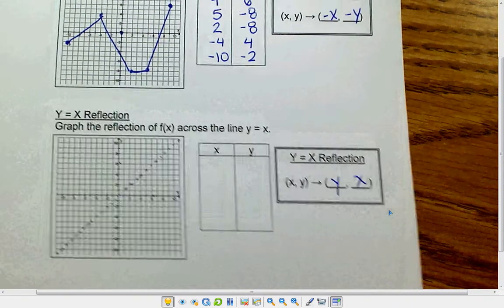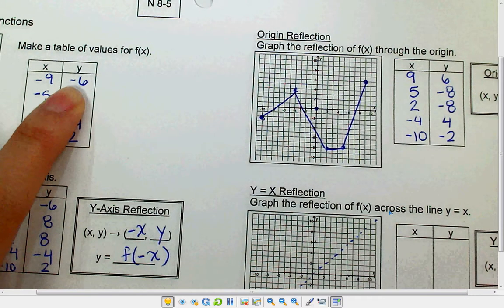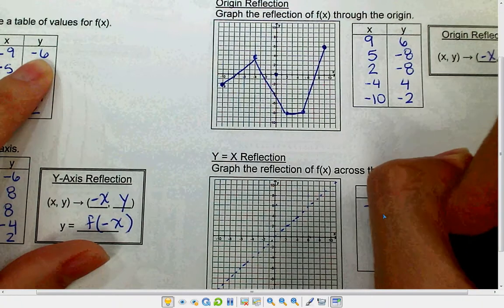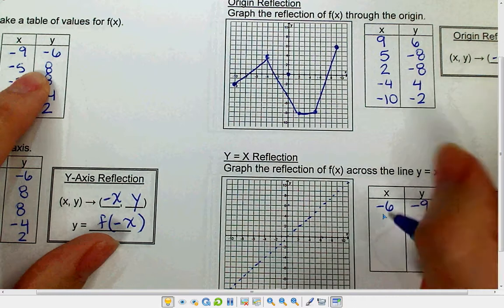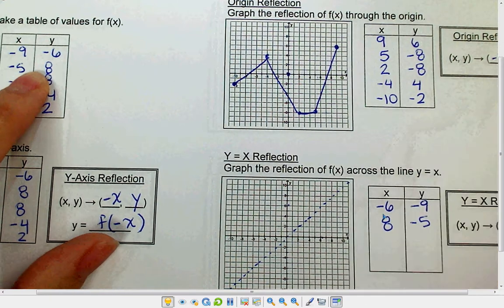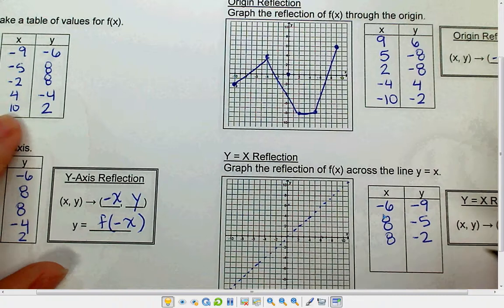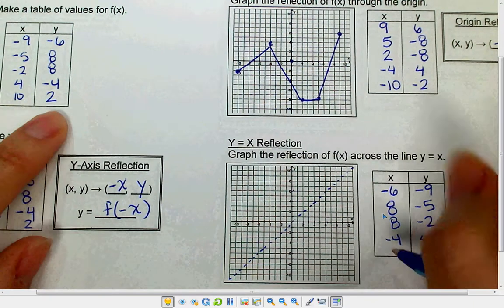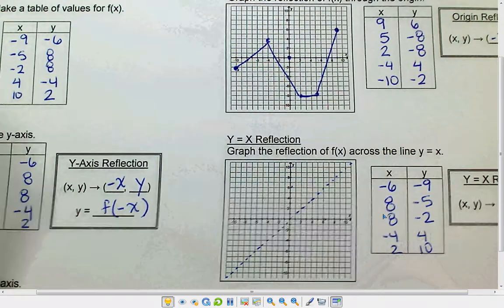So for example, if you have this first point right here, negative 9, negative 6, if we reflect it across the line y equals x, it becomes negative 6, negative 9. Negative 5, 8 becomes 8, negative 5. Negative 2, 8 becomes 8, negative 2. 4, negative 4 becomes negative 4, 4. 10, 2 becomes 2 and 10. So we're just switching our x and our y for all your points.